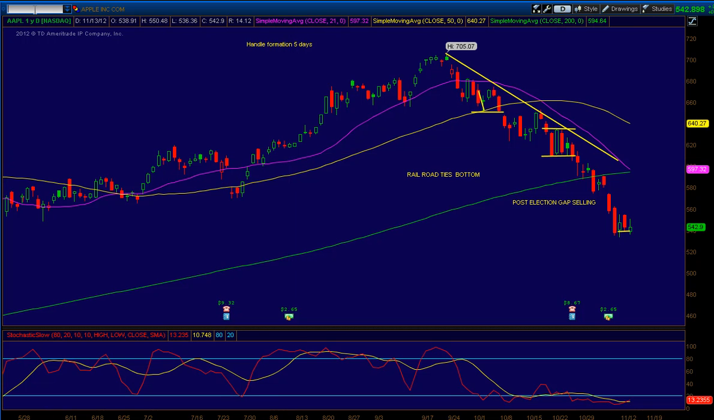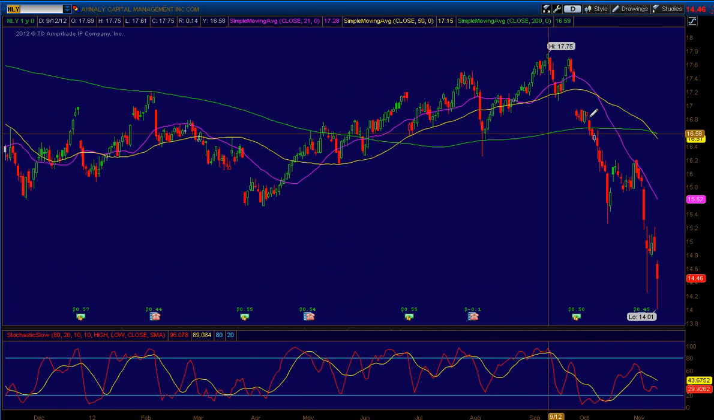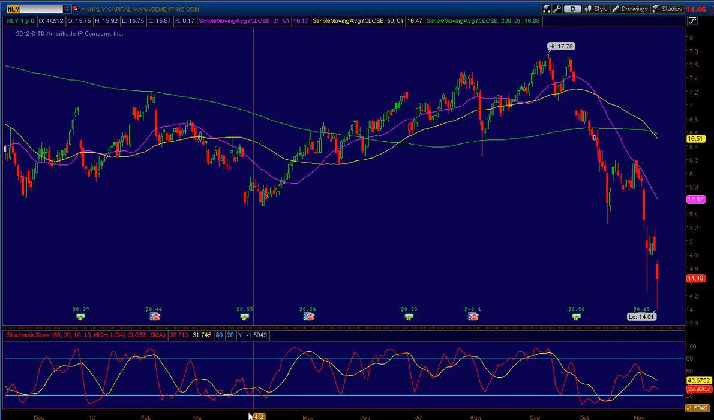If you want to look at a very bad chart, NLY is the worst chart that I could come up with. Look at this: gaps, gaps, and more gaps here. So that is all there is to it for today.